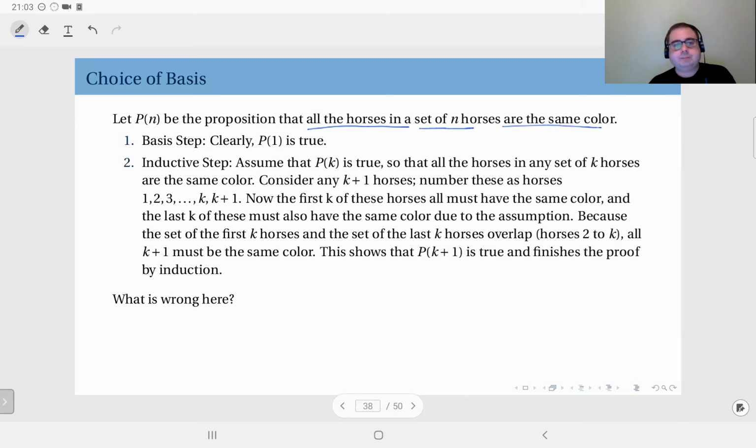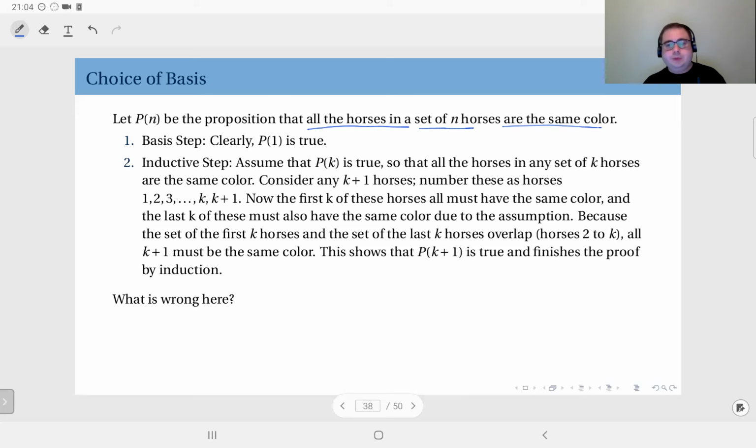Basis step, n equals 1. So that's a set of horses consisting of just a single horse. And clearly P1 is true for this case because there is just one horse, so every horse in the set has the same color. That is trivially true. Now in the inductive step, assume that Pk is true, and if we can show that Pk plus 1 is also true from this assumption, we will conclude that P of n is true.